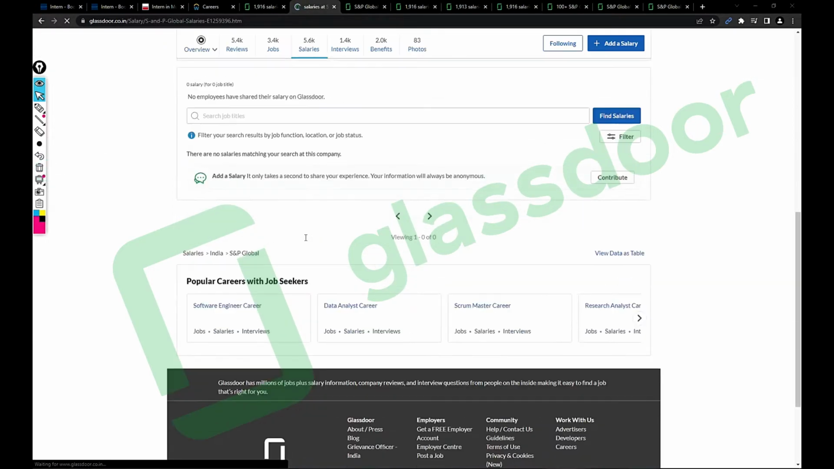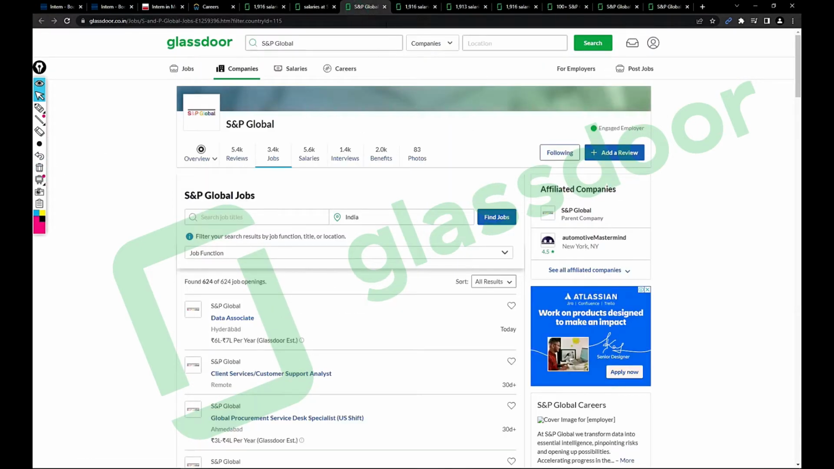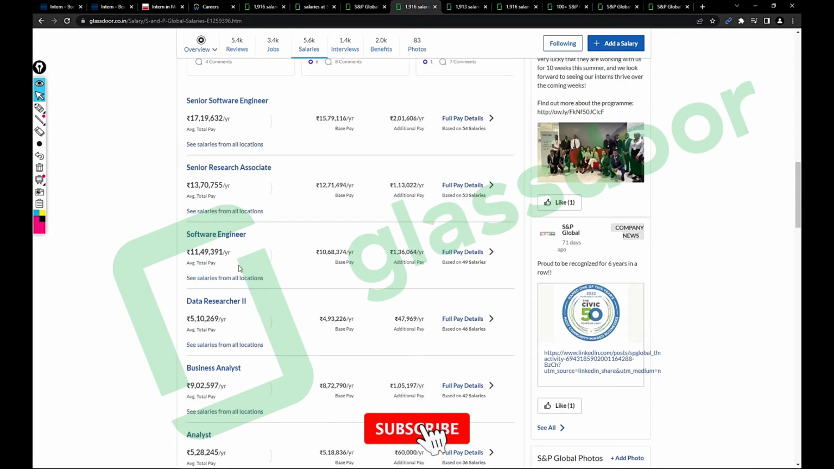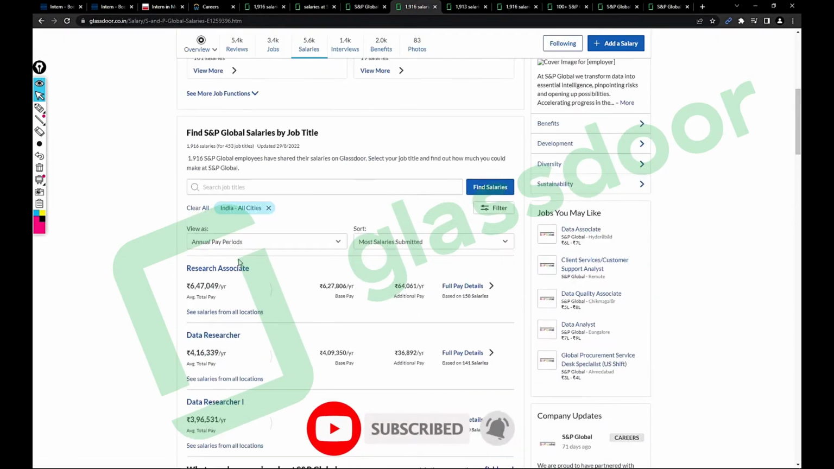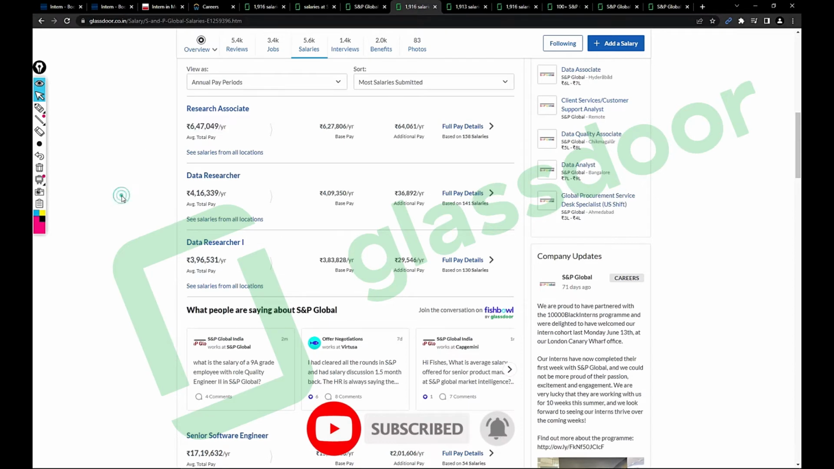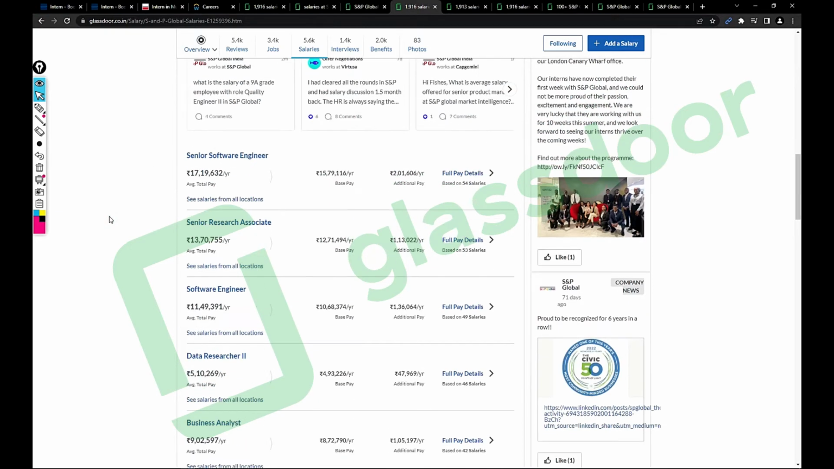So when it comes to salary, this is a product based company. They usually pay good salary. Let's talk about this one. Research associate 6,47,000, whereas 64,000 is bonus. Data researcher 4,20,000. Data researcher 3,96,000.